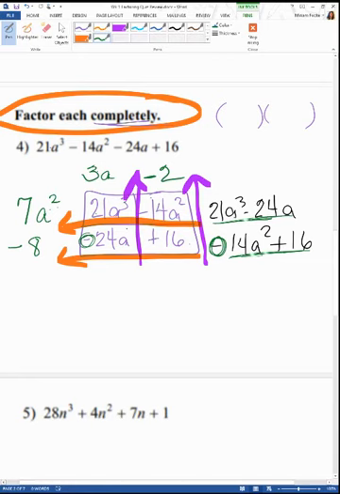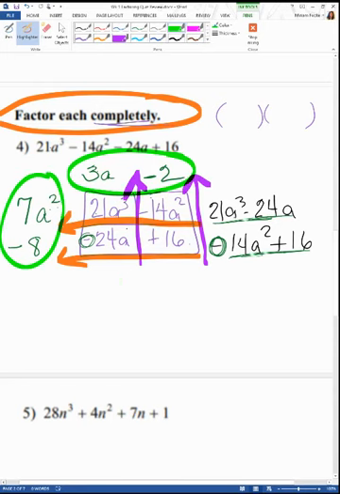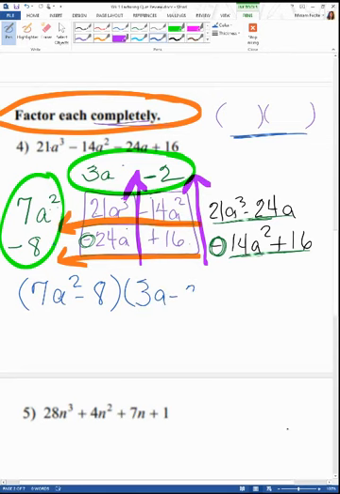And again, these are my factors, but I am not finished. I'm not finished because I don't have it in the proper form. I have to put it in the correct form. So I am going to take the one to the side. It doesn't matter which comes first. I'm just going to choose this one. 7a squared minus 8 times, and then the one that's on top, 3a minus 2.